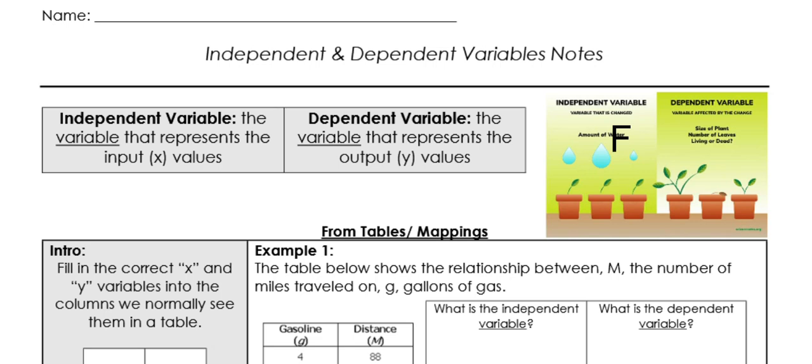All right, here we're going to be talking about independent and dependent variables. So you've probably heard this phrase in science before. It's the exact same thing in math. The independent variable is the input, or the x value. It's the one that you have more control over.